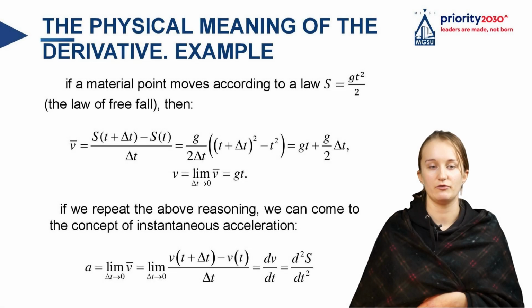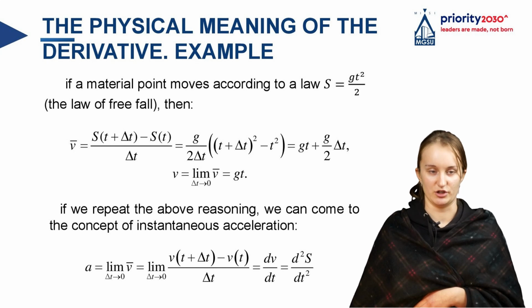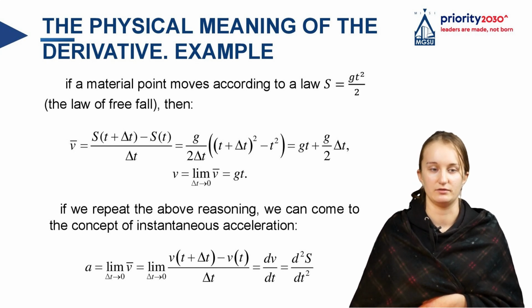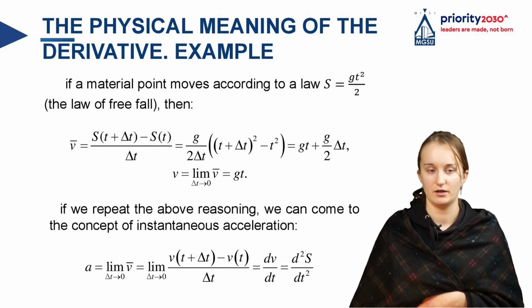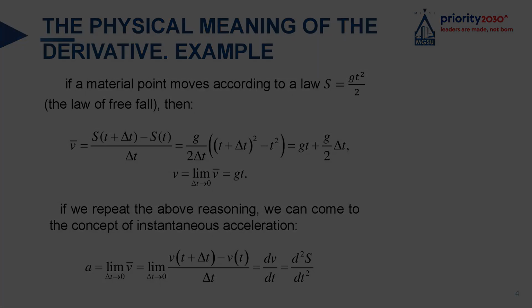For example, if a material point moves according to the law s equals g t squared divided by 2, the law of free fall actually, then in the same way, if we repeat the above reasoning, we can come to the concept of instantaneous acceleration. Please look at the presentation slide to find the needed formula. So, the second derivative has the physical meaning of acceleration.